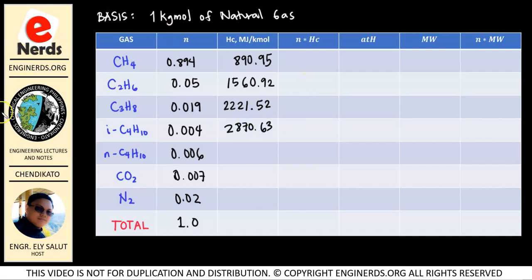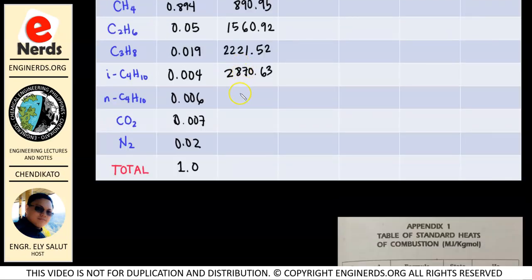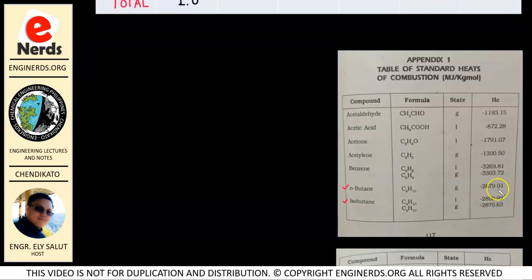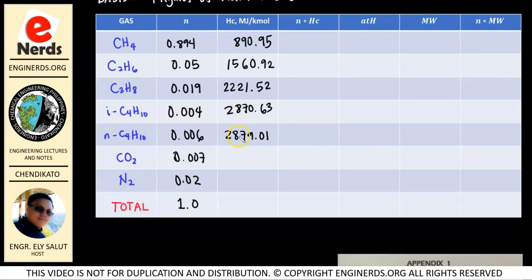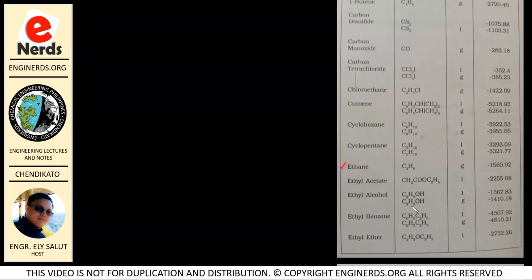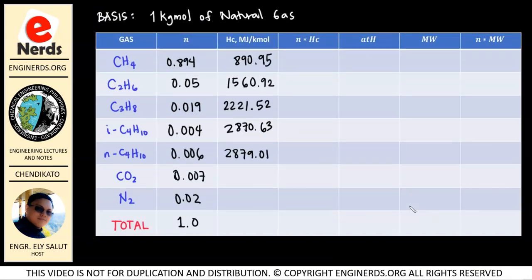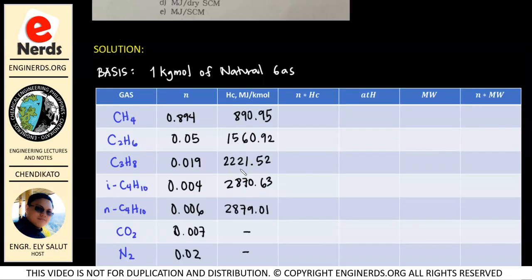And for our N-butane, C4H10 in gaseous form, the value is 2879.01. So, tama ba? 2879.01. Now, wala tayong makikitang CO2 and N2 dito sa Appendix 1. Walang carbon dioxide diyan and wala ring N2 because these are non-combustible materials, no? So, we do not have values of that. Now, we don't need to get the summation of this because hindi naman yung kailangan natin yan, no?